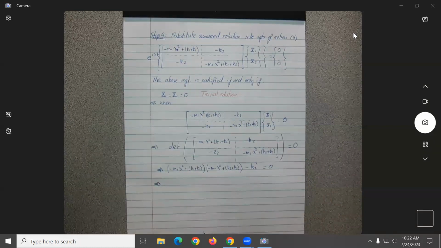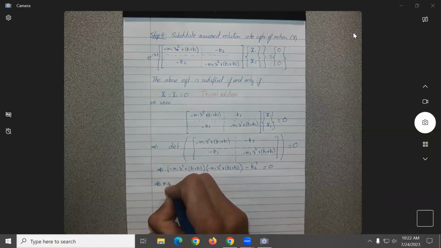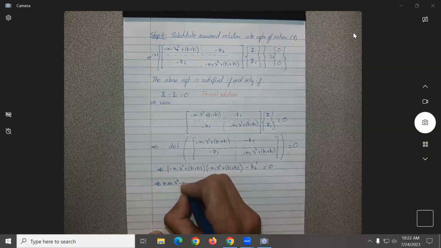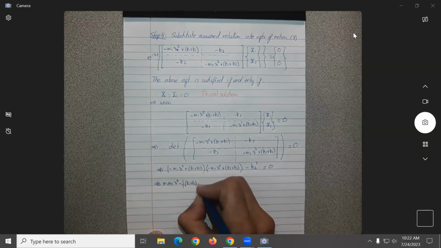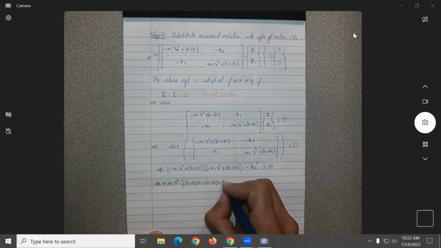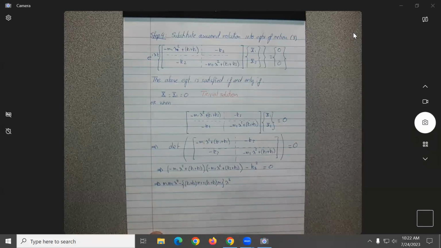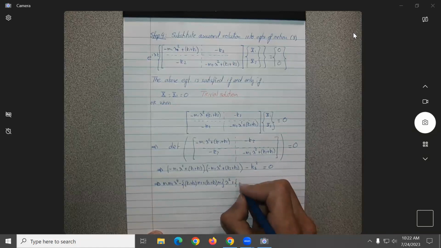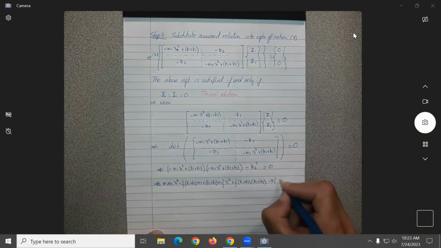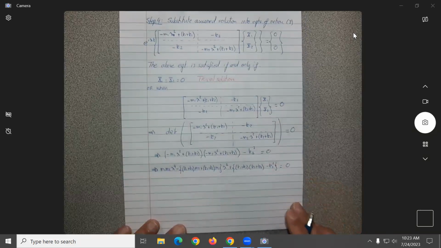So basically, if you do a little bit of the algebra, you can rewrite this as M1 M2 lambda to the 4th, minus K1 plus K2 times M2 plus K2 plus K3 times M1, lambda square, plus K1 plus K2 times K2 plus K3, minus K2 square, equal to 0.